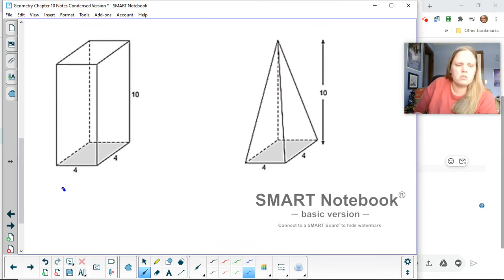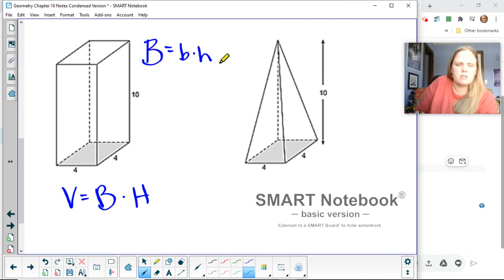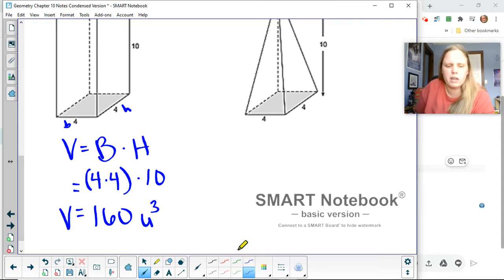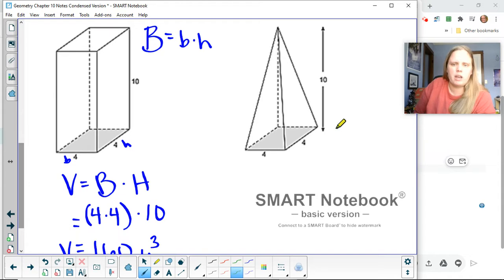So in this case, we would do area of base times height. Now, because the base is a rectangle here, our formula would be the base and the height of the rectangle. So this would be little base and little height. So we would do 4 times 4 for the area of the base, and then multiply by how tall it is, which is a height of 10. So 4 times 4 is 16 times 10 is 160. Now this didn't have any units, so I'm going to say units cubed for the volume, because the volume is cubic units, 3-dimensional.